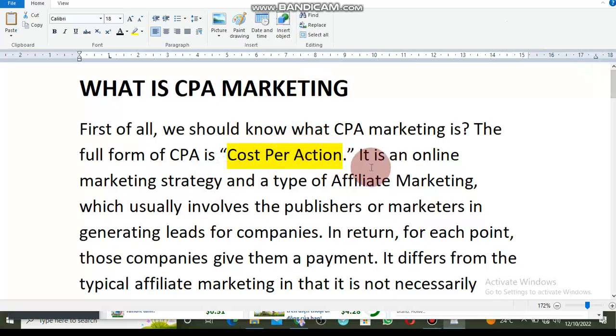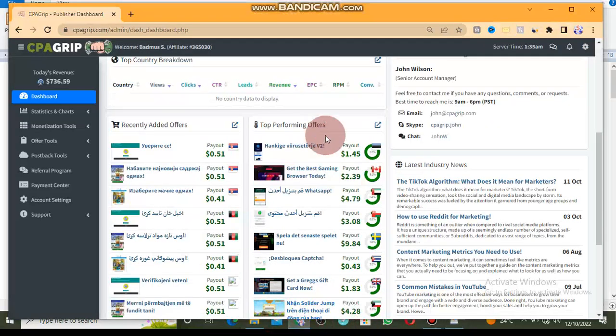This means when someone takes action on a particular offer that you are promoting, you are going to get paid. Such a person doesn't need to buy anything. This is not affiliate marketing, where you will be worrying about how your customer will buy a product on the site that you are promoting. No, this is just cost per action. This can be when someone puts their email on the site that you are promoting, you are going to get paid.